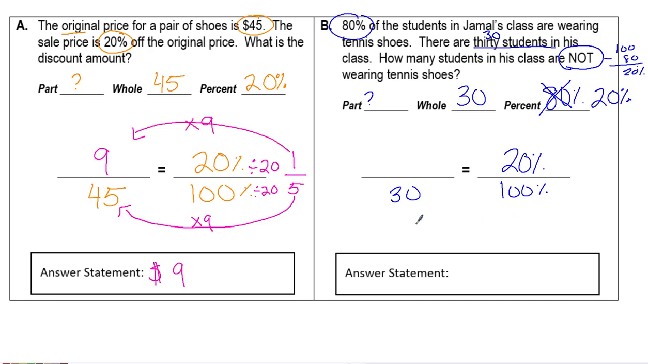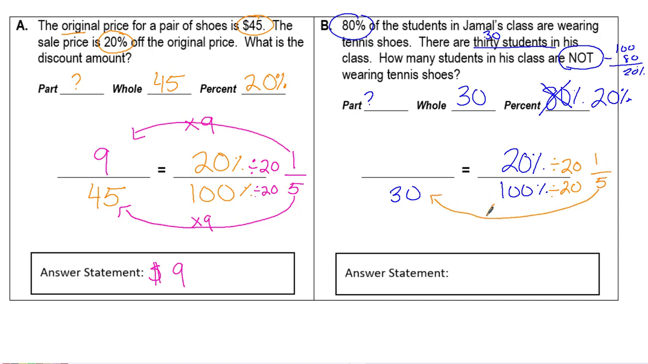Okay, now I need to look for a scale factor. 100 divided by what gives me 30? Again, nothing. So if I can't find a scale factor, that means I have to simplify. So I'm going to divide. I'm going to go ahead and divide it by 20. So 20 divided by 20 gives me 1. 100 divided by 20 gives me 5.